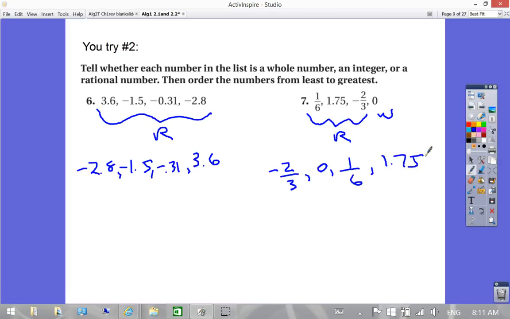Now, if you really are comparing these numbers, it's kind of nice if they all look like decimals, then it'd be easier. But I mean, 1/6 you should recognize as a number that's less than 1. So definitely you could order it with the 1.75 correctly.